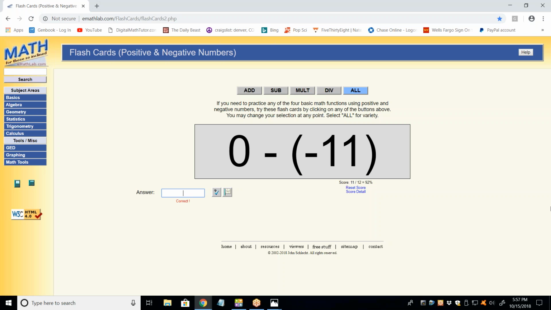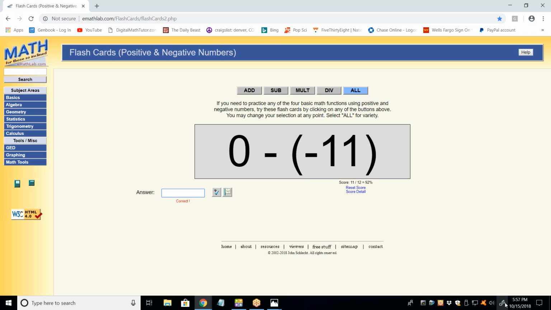Well, that's a negative 11. Nope. Do it. I taught you how to do subtraction. If you're going to change the subtraction sign, what else do you have to change? The 11 to a positive 11. So what do you get? You get 0 plus a plus 11. Are there any negatives in that?